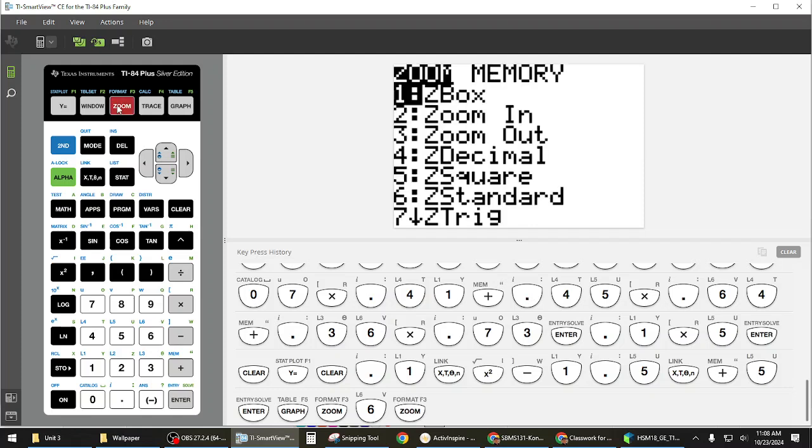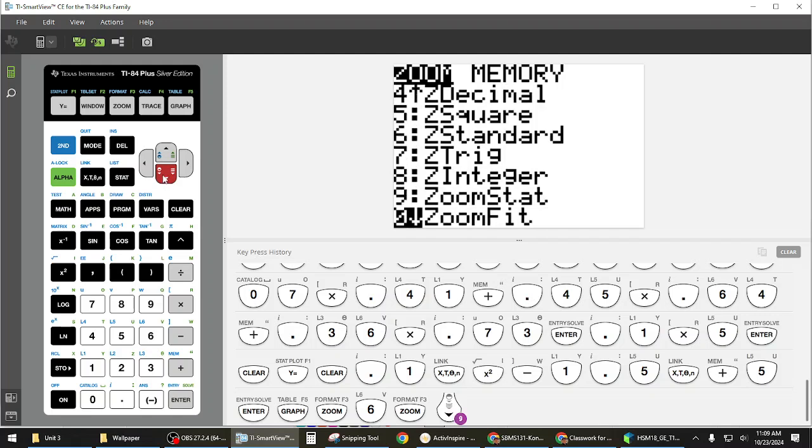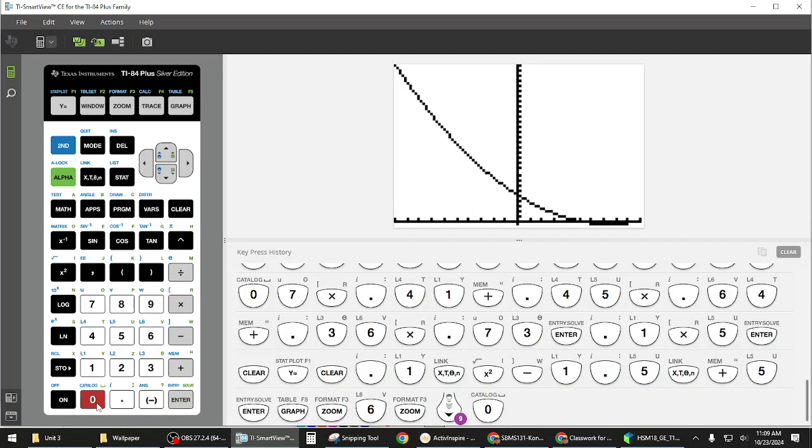Now this calculator also, if you hit zoom, arrow down to zoom fit. Zoom fit tries to fit the window to the function that we've plugged in, but it doesn't always do a great job. So let's try it this time. So zoom 0. And so I personally think that's about the same as it was. Okay. All right.